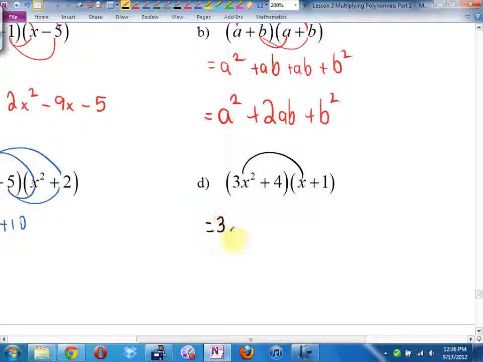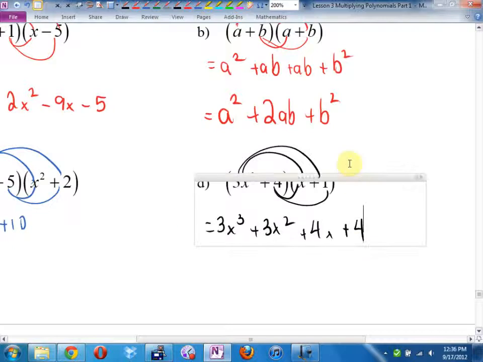What am I going to write with that? 3x cubed, I agree. Positive 3x squared. Positive 4x. Positive 4. Any like terms? No. Oh, and are we in descending order from biggest degree to smallest degree? Then I like that. That's a good answer.